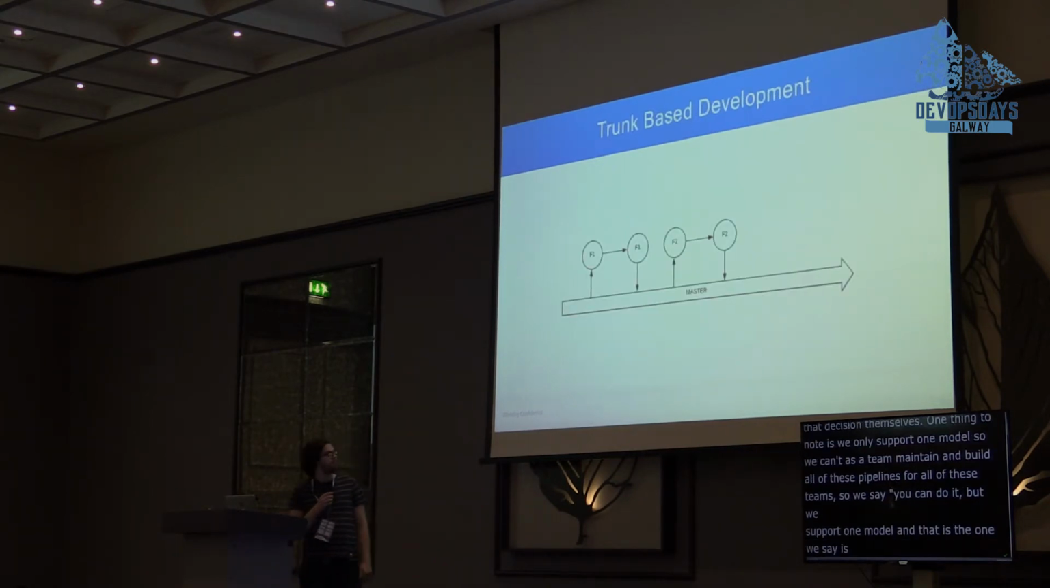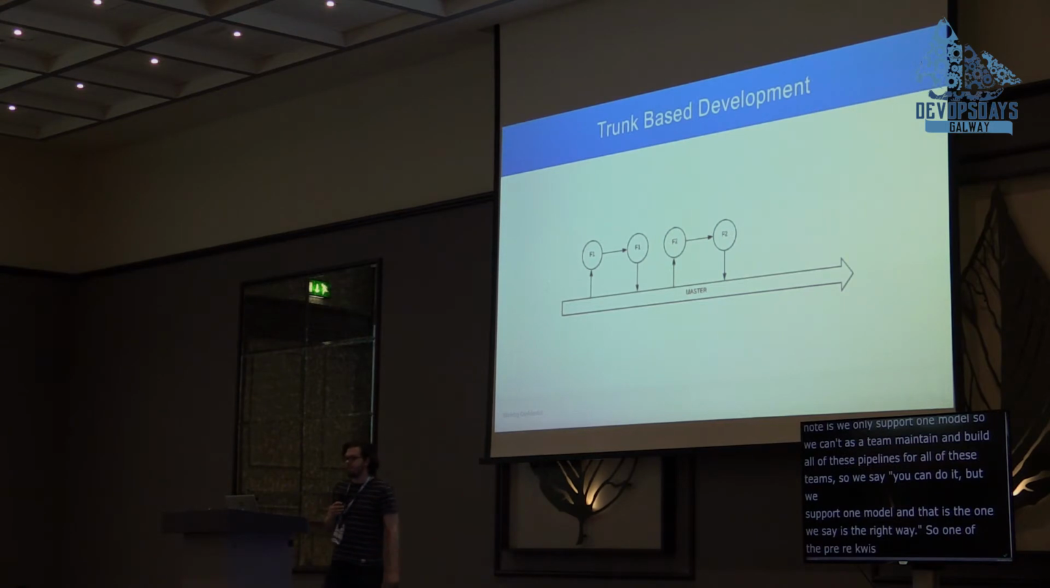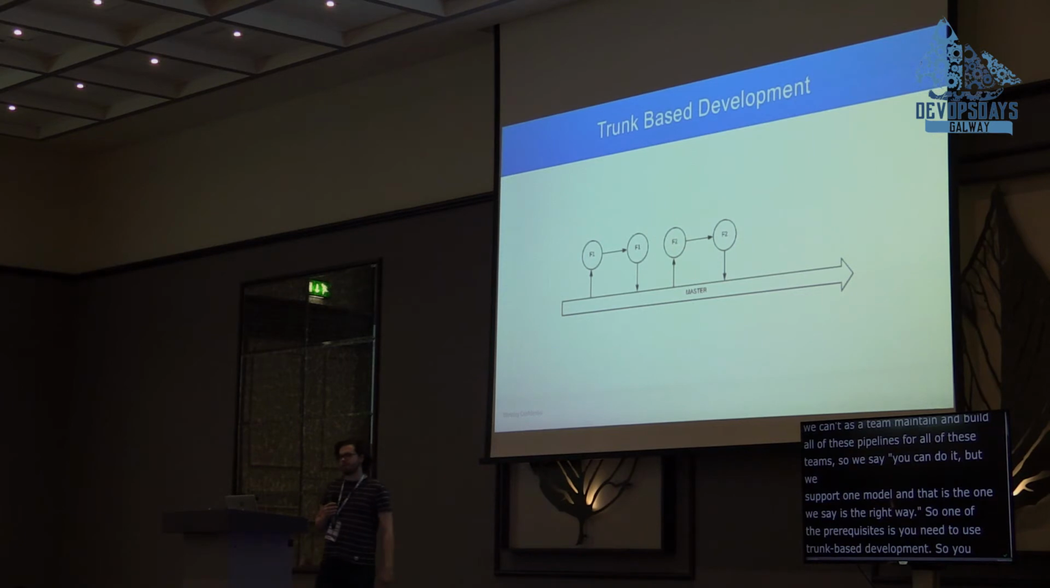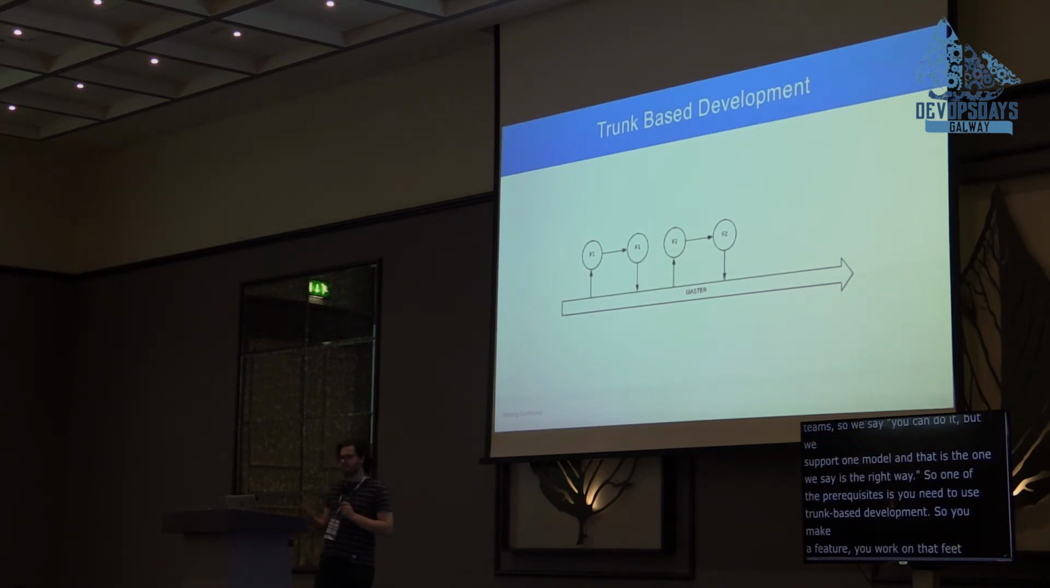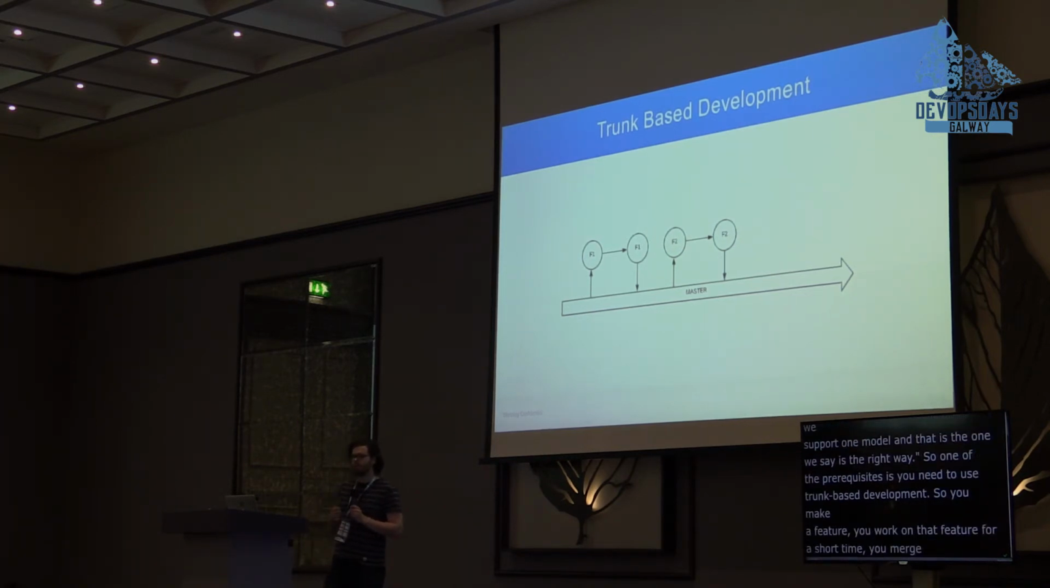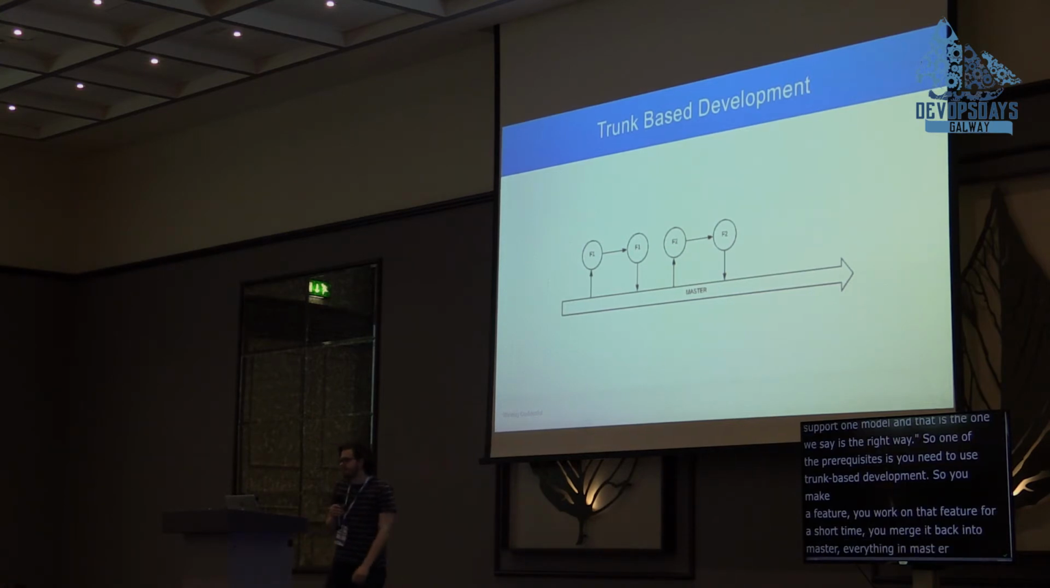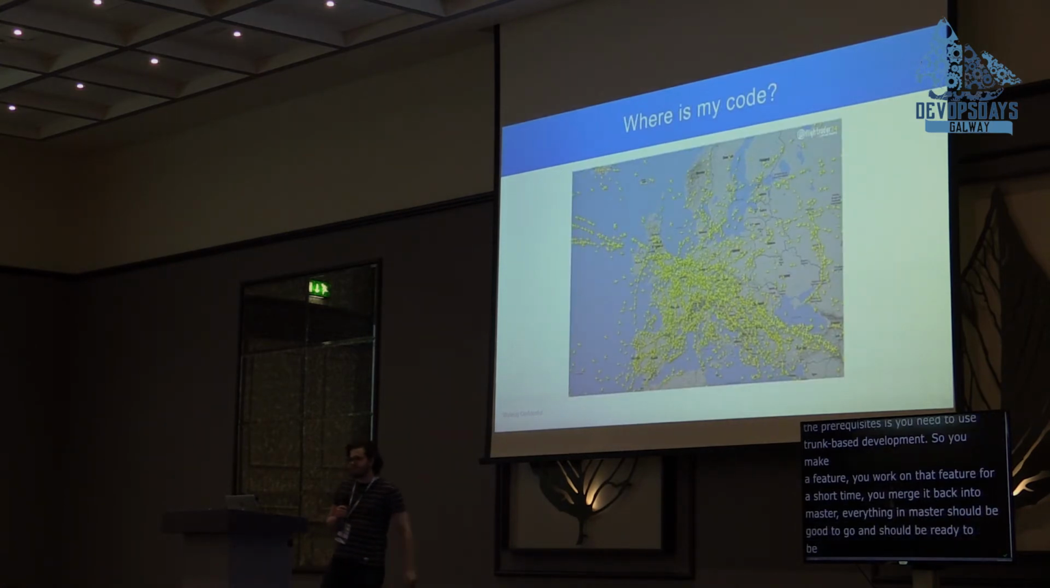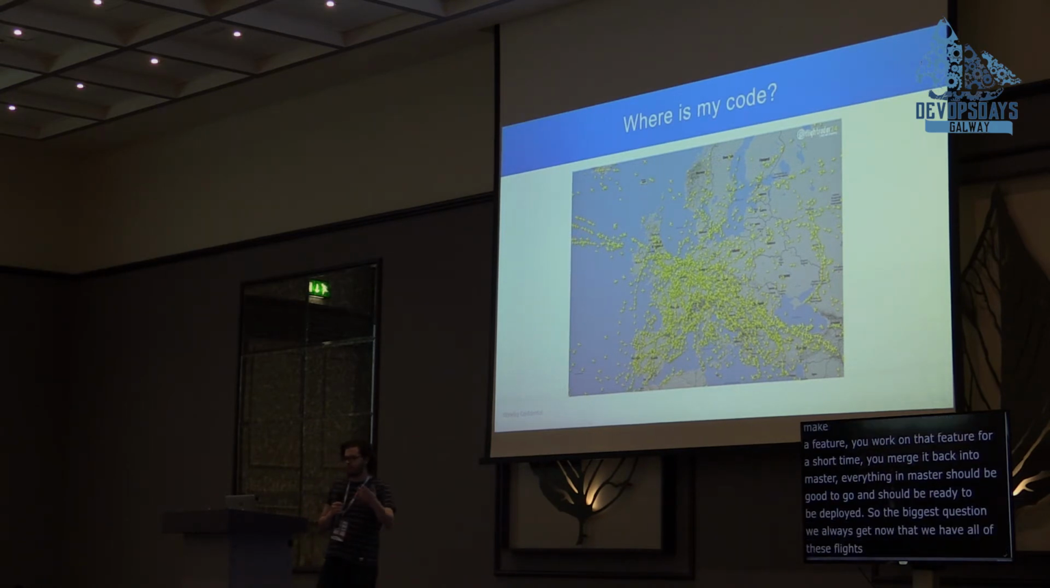One of the prerequisites is that you need to use trunk-based development, right? So you make a feature, you work on that feature for a short time, you merge it back into master, everything on master should be good to go and should be ready to be deployed, right? The biggest question we always get, now that we've got all these flights going to production, is where's my code? Has my code gone? Things I'm depending on, where are my libraries?